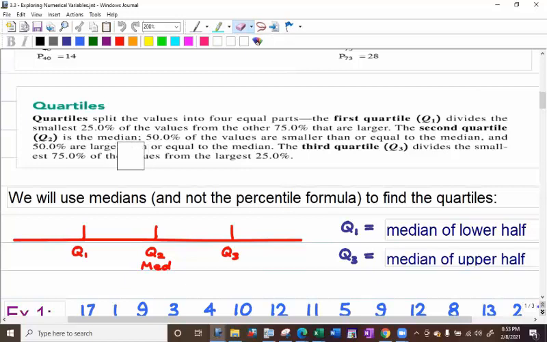So it's kind of interesting that median, 50th percentile, and Q2 are all exactly the same thing.